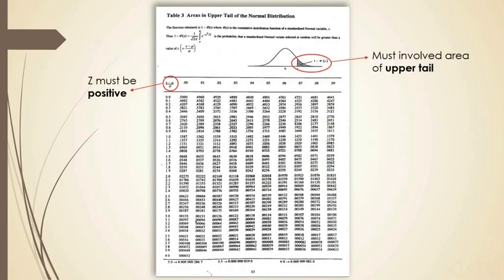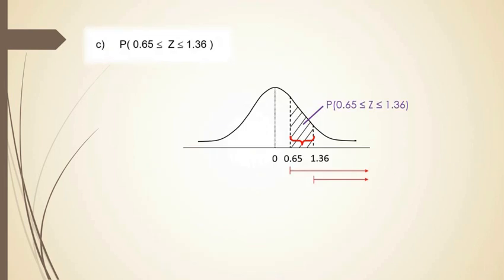The upper tail of 0.65 is 0.2578. And the upper tail of 1.36 is 0.0869. That will give us the probability equals to 0.2578 minus 0.0869, and this can be simplified to 0.1709. This is how we use the normal distribution table to find the probability needed.